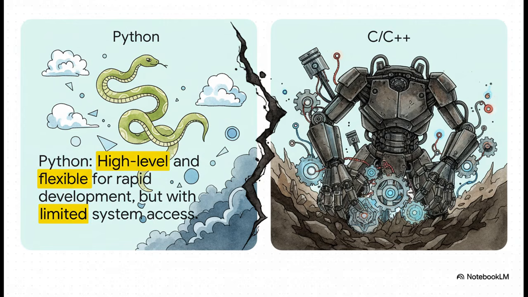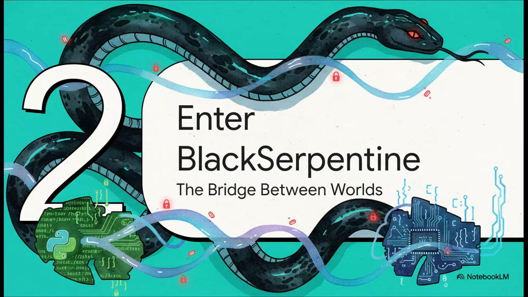Then, on the other side, you've got C or C++. This is the language of pure power. You can talk directly to memory. You can mess with system structures. The sky's the limit. But it's also way more complex. It's rigid, and it's just slower to build with. So the dilemma is, you want Python's speed, but C's power. And that dilemma, that desire to have the best of both worlds, is exactly where BlackSerpentine comes into play. It's specifically designed to be that bridge, connecting Python's ease of use with C's raw, unadulterated power.